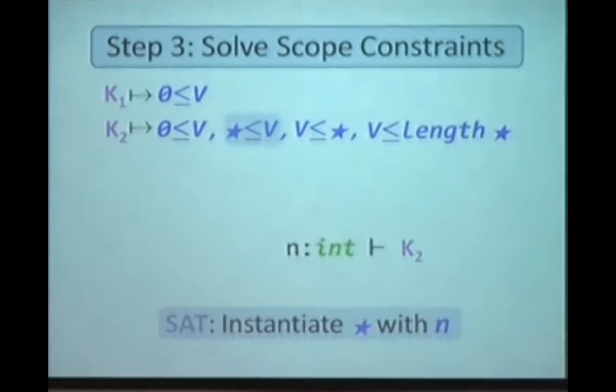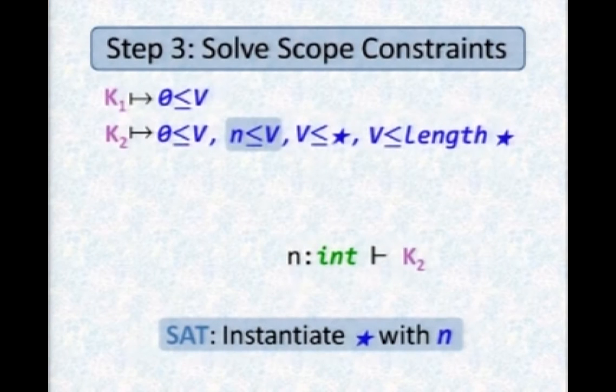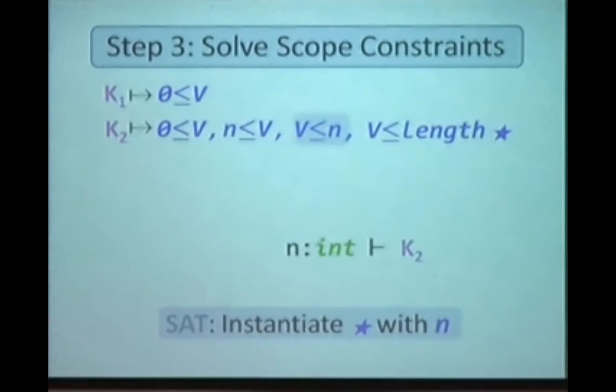Okay, I am allowed to use N, so I can instantiate star with N. And so I get N less than V. Similarly, over here, I get V less than N. Okay, I instantiate star with V.